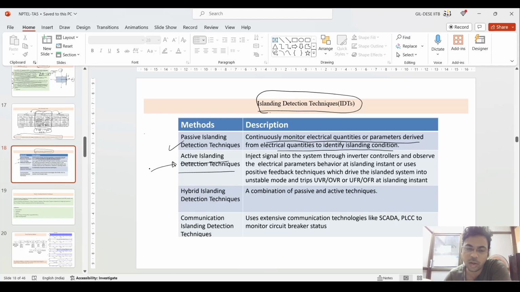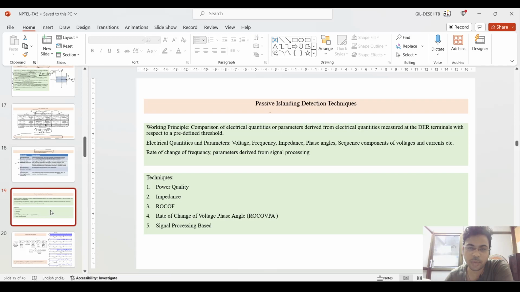And in active islanding detection, we inject certain signals, so current or voltage signals, to disrupt the behavior of the inverter. So this also we will study. And the hybrid is a combination of passive and active. And the communication islanding detection has certain communication channels such as SCADA, PLC to monitor the circuit breaker status.